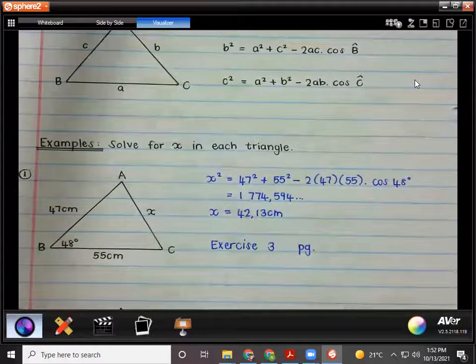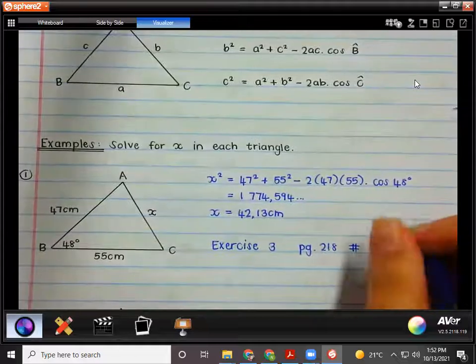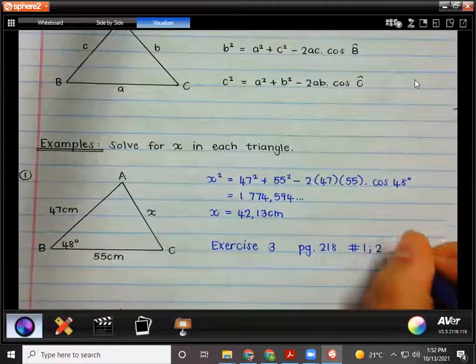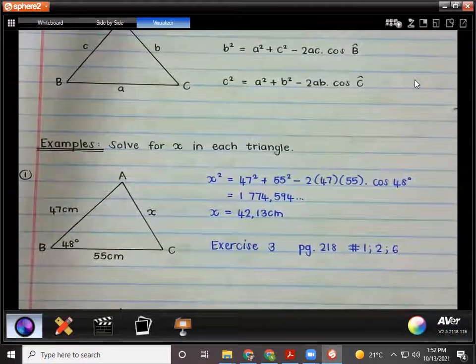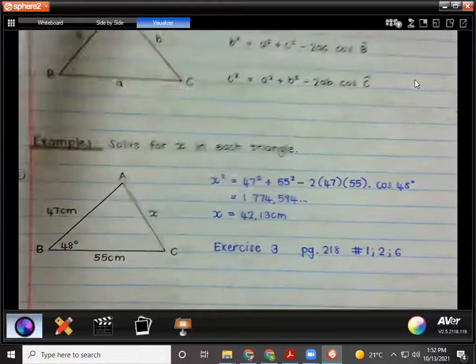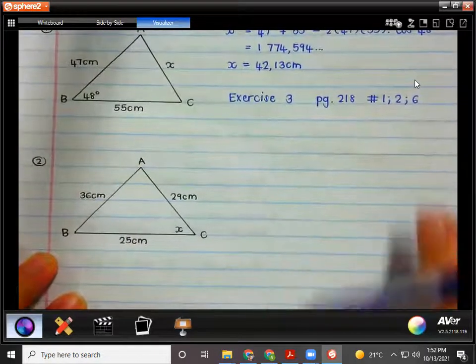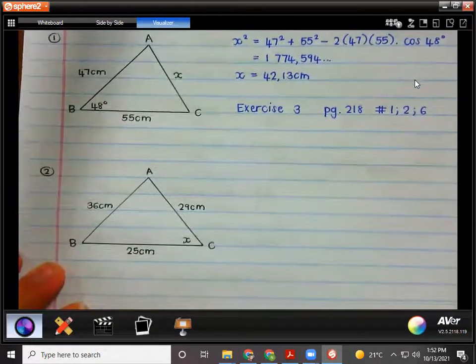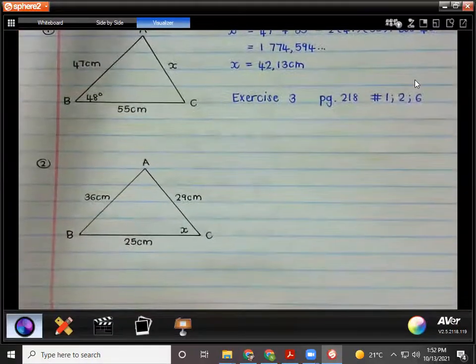Yes, I'll put it up now. So exercise 3, page 218, and I want you guys to do numbers 1, 2, and 6. They are just questions where you are finding the side using cosine rule. Just practice that. If you want to, copy down the diagram for example 2 for tomorrow, it is there. You will need a little bit more space than this, maybe like 6 lines or so. And then you can do those.